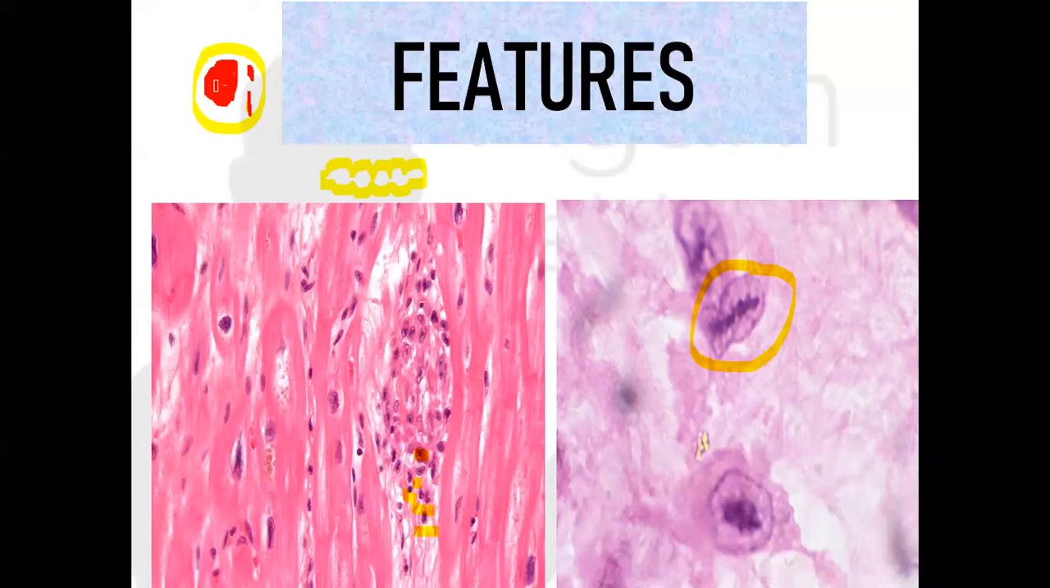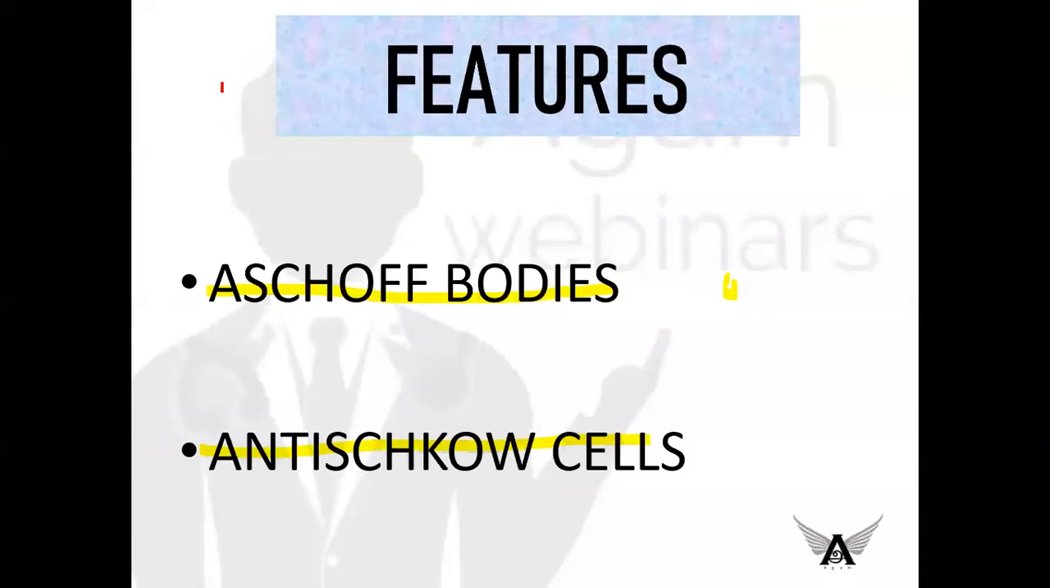And if you observe the nuclear material of this Anitschkow cell, the chromatin material is going to be thread-like and fragmented, forming a caterpillar-like structure. So this is the histological finding. Remember two A's: one A for Aschoff bodies, another A for Anitschkow cells, and you should also remember this caterpillar-like structure, CLS.